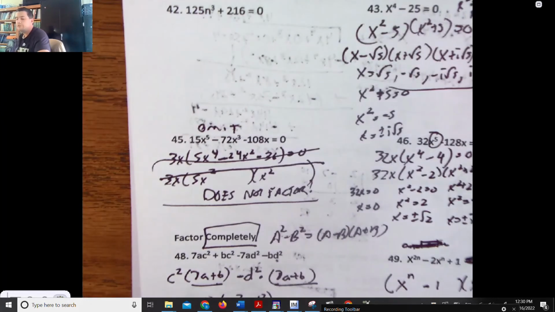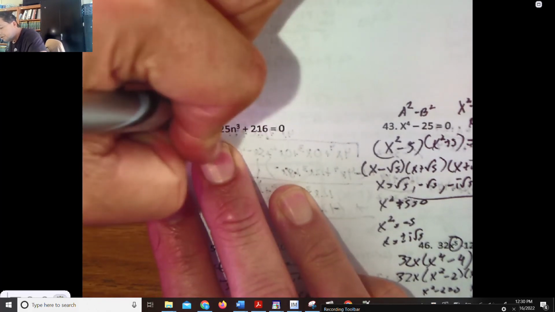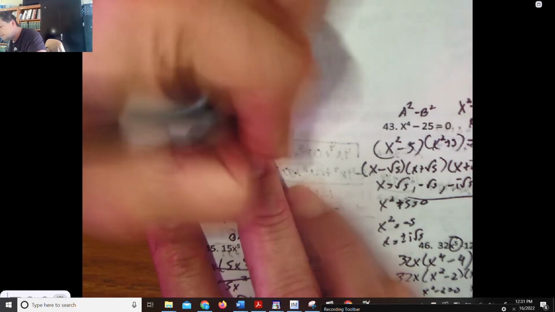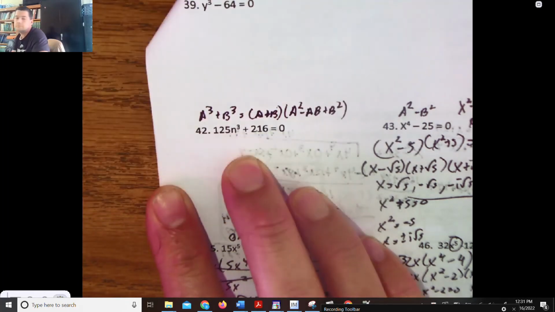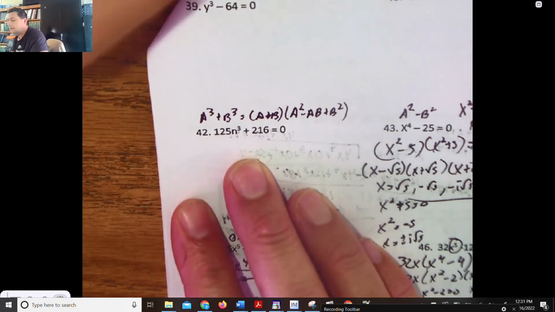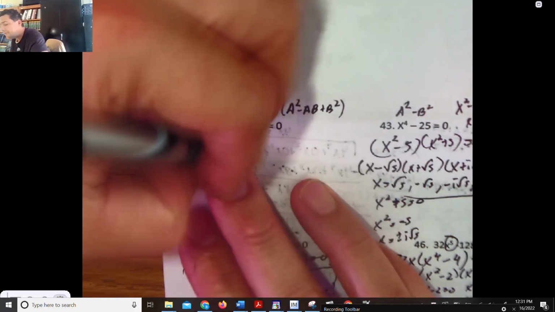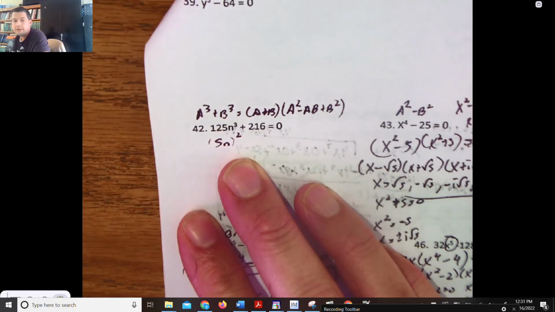42, 125n cubed plus 216. This is probably a sum of two cubes pattern. This is probably a cubed plus b cubed, which is equal to a plus b times a squared minus ab plus b squared. Where do we come up with these numbers? That's a good question. I know that if I take a 5 and cube it, I get 125n cubed.